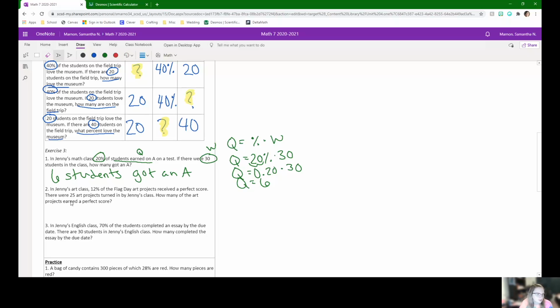Number 2, in Jenny's art class, 12% of the Flag Day art projects received a perfect score. There were 25 art projects turned in by Jenny's class. How many of the art projects earned a perfect score? So we have, again, here's 25 projects turned in. Some of them got a perfect score. So the projects turned in is what we're comparing to. This is going to be our whole. And then the perfect score ones are going to be our quantity. So this one's going to be set up the same way. So why don't you pause this video and see if you can get this answer.